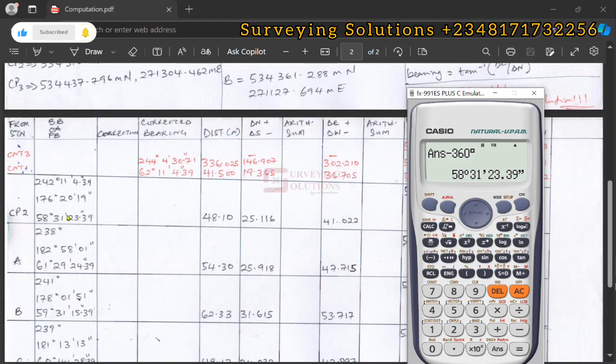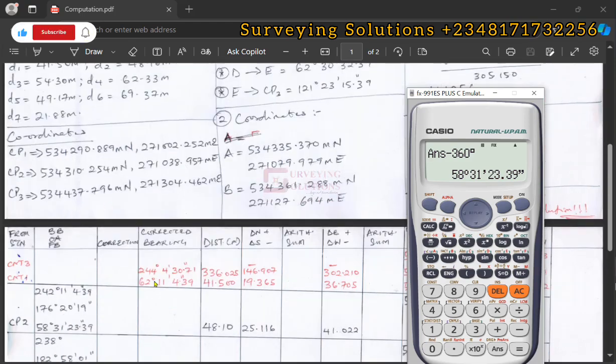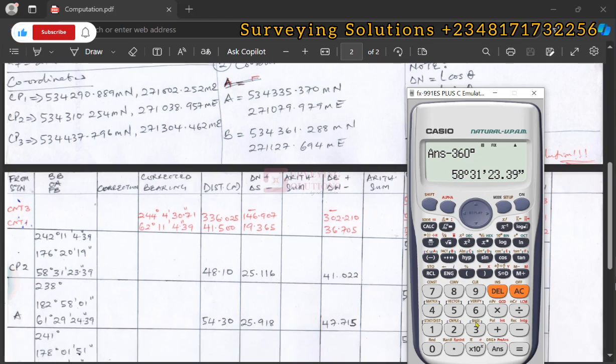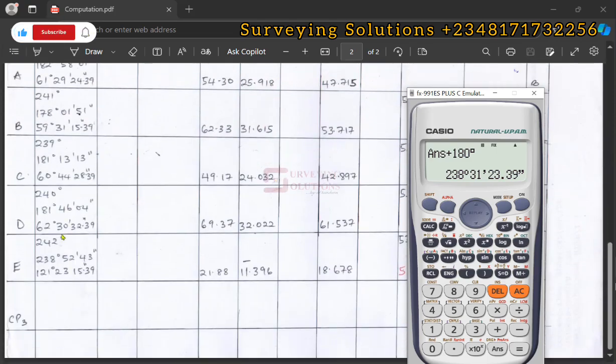So since this is 58, remember what we did there? We had 62, right? Good. So if the forward bearing is this, then the back bearing will be plus 180, because it is less than 180. So we still add 180 to this. It will be plus 180 degrees. That will give you 238, 31, 23. Then you add the next observed angle. So you populate it until you get to E. By the time you get to E, you would have gotten your forward bearing, right? Good.